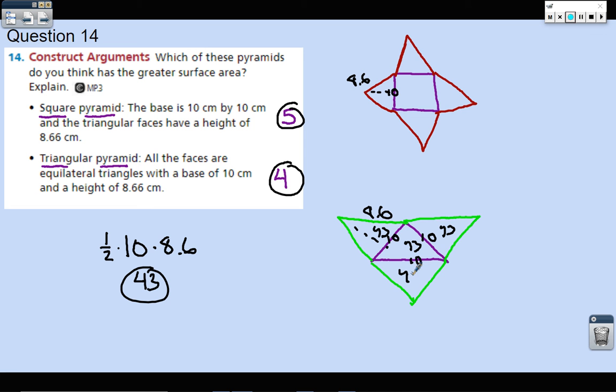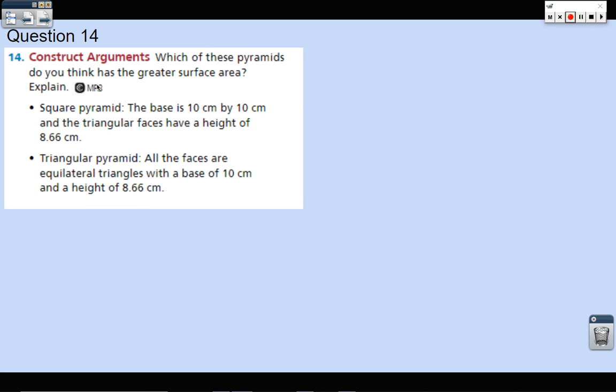And it's the same of all the triangular faces here. 43, 43, 43, and 43. So right now, the surface areas are equivalent. They're equal. But we have to remember this has a square base. Taking into account that that's a 10 by 10, that would give me 100. That makes this surface area 100 square centimeters larger than this one here.